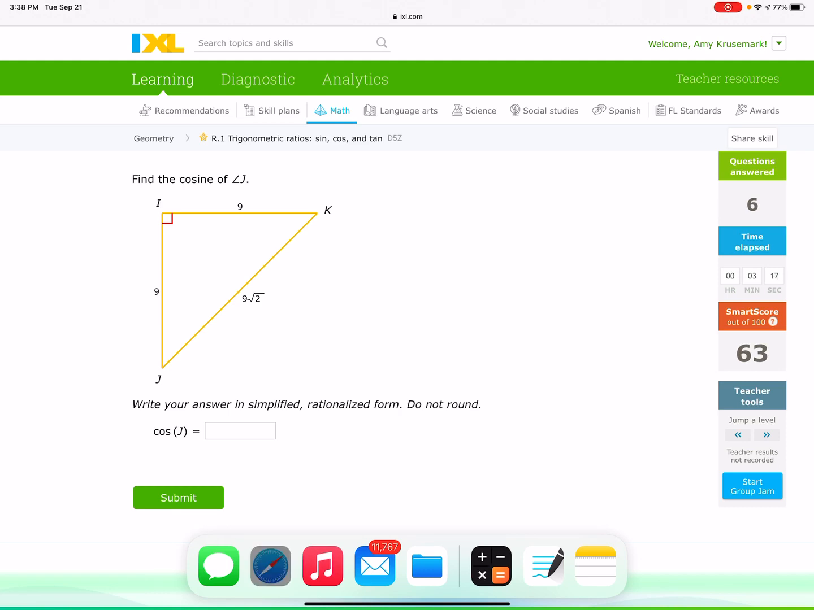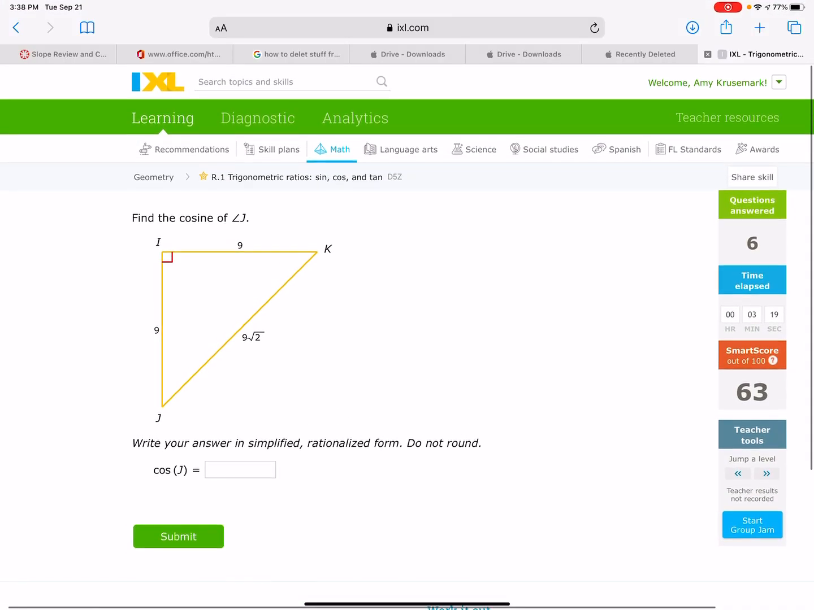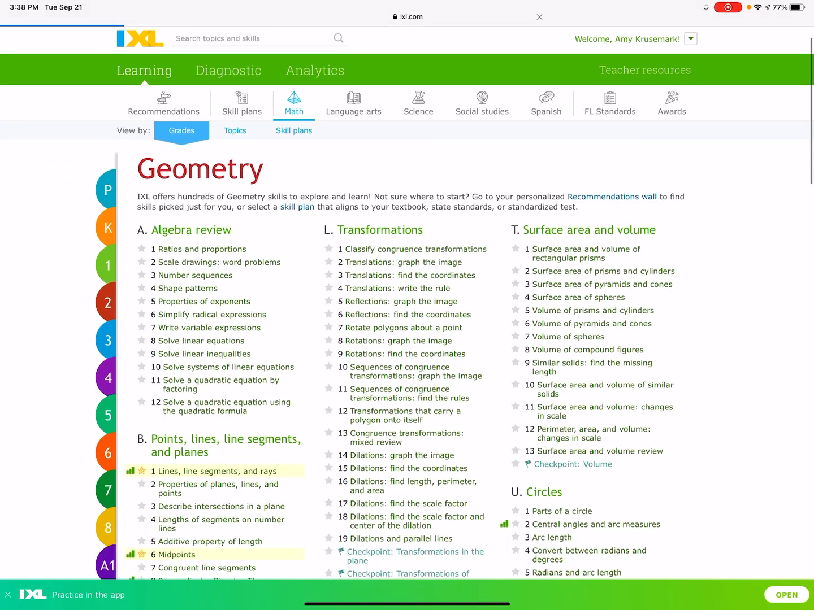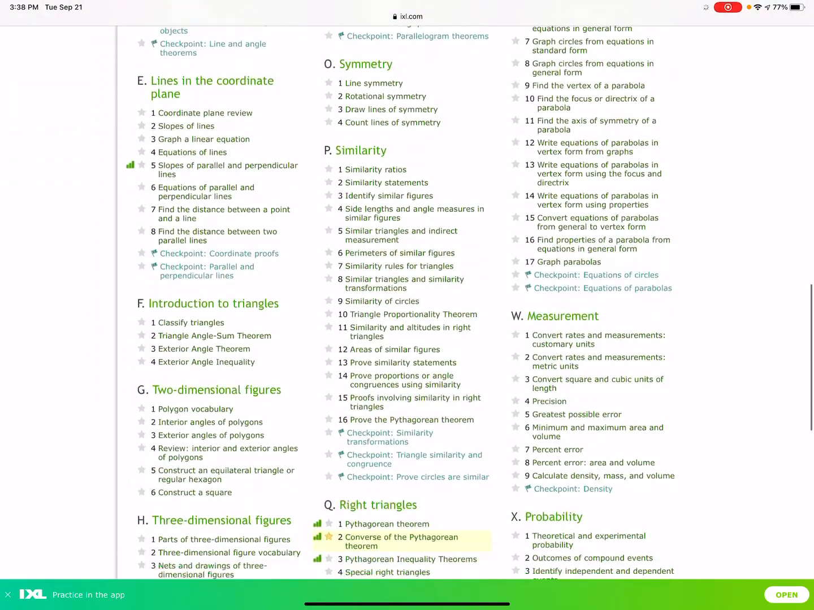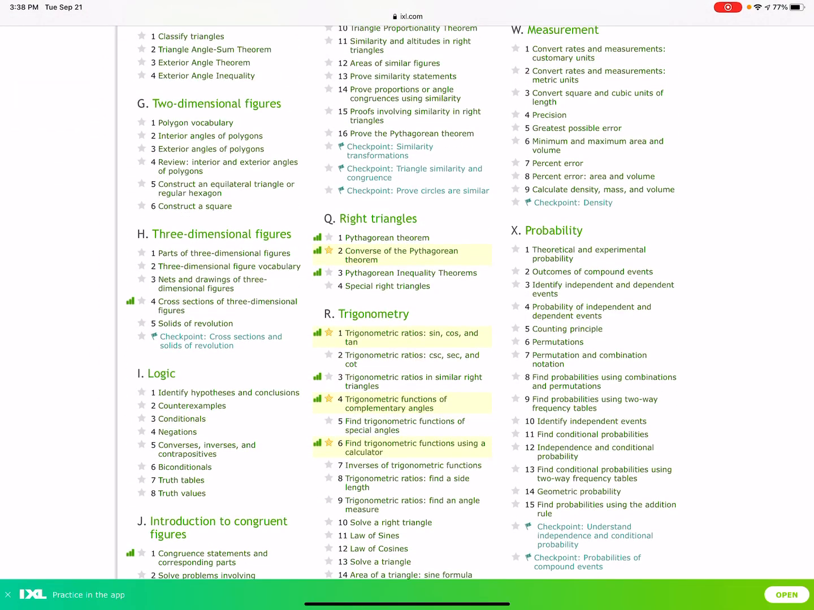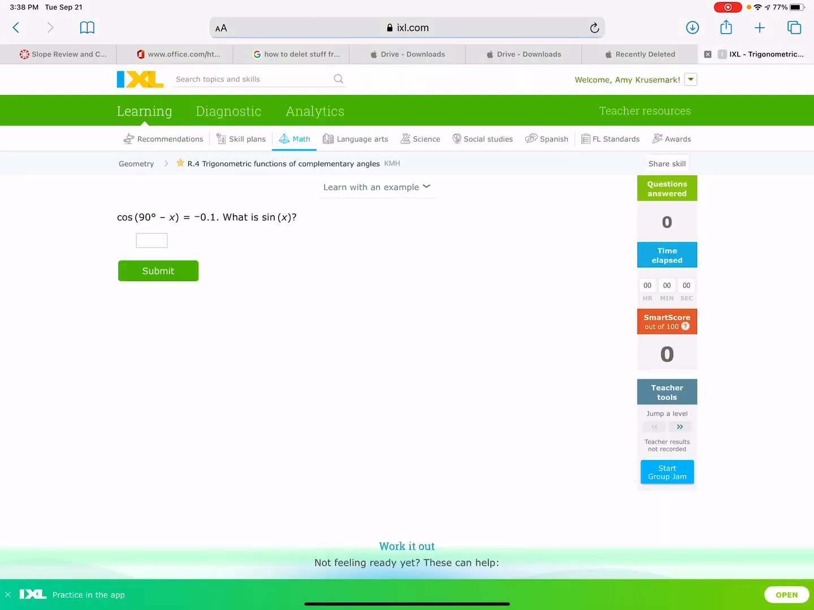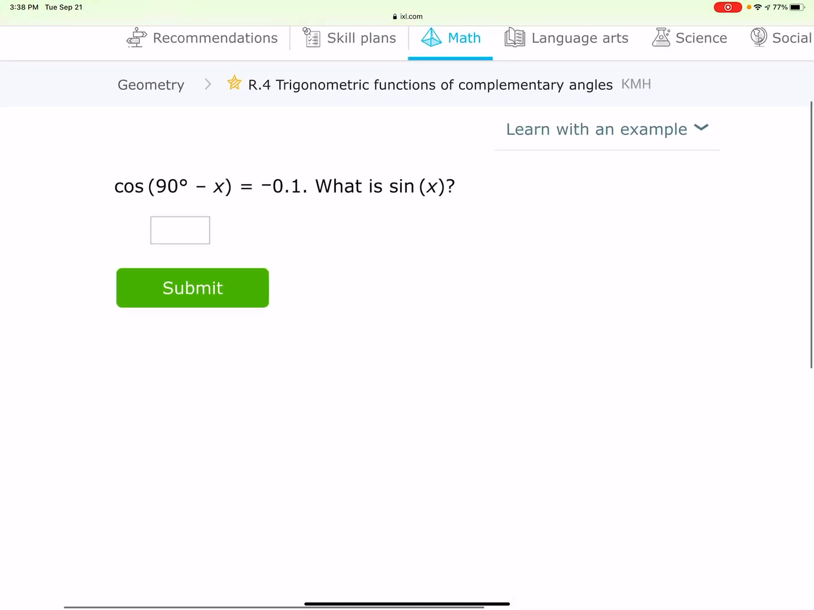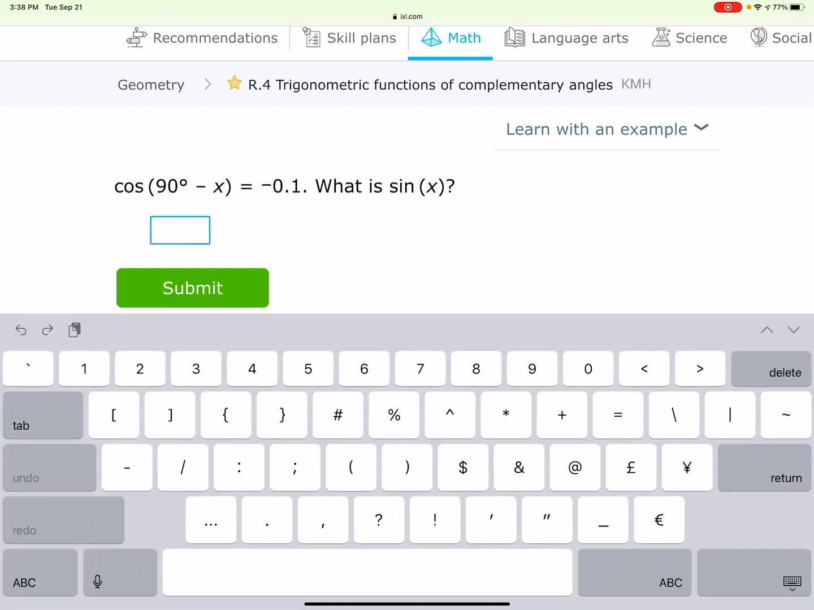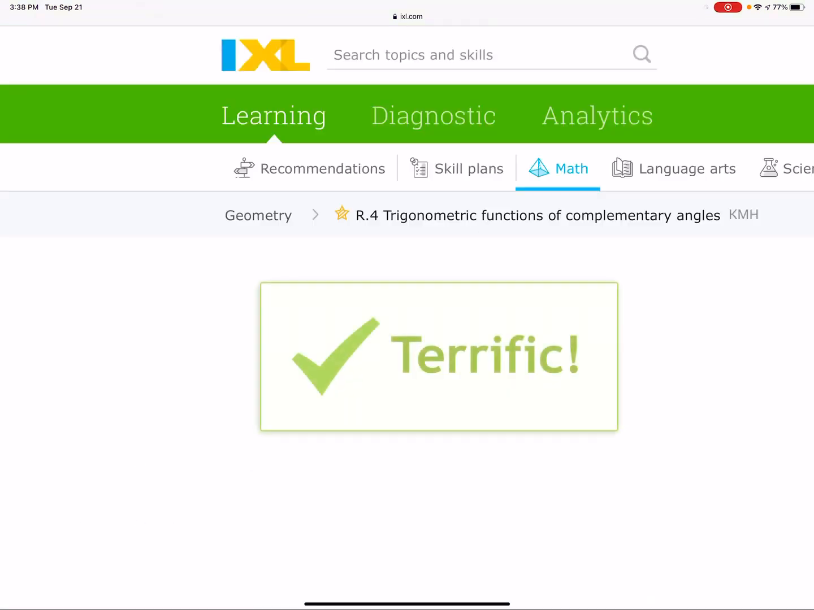Okay, so back to our assignment, right? Geometry. I gave you tips to everyone except these last two. So we can do these. These will be quick. Right. What is the sine of this? So we said in class, if it's 90 minus that, then the sine should be equal to the same thing. So the same thing here would be 0.1.